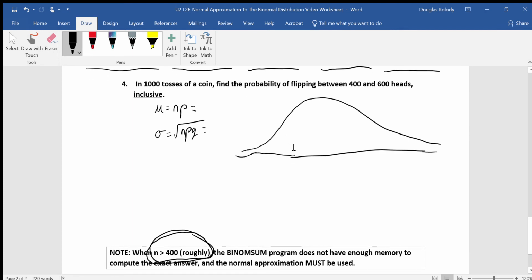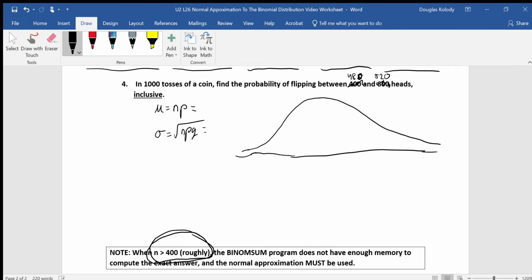In 1,000 tosses of a coin, so n is 1,000, find the probability of flipping between, it's not 400 and 600. I made an error. Let's say I want to flip between 480 and 520 heads inclusive. All right, so I'm going to edit that.